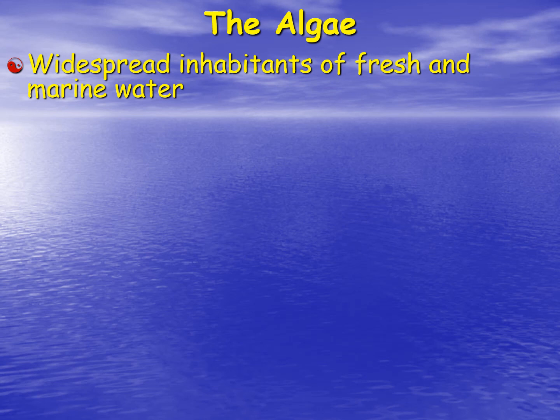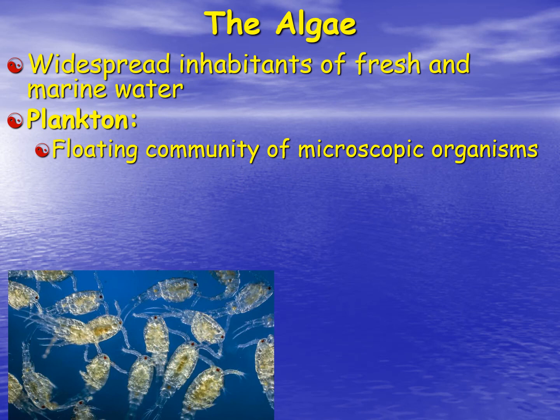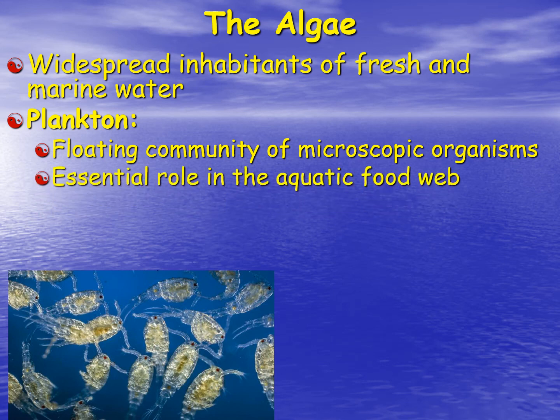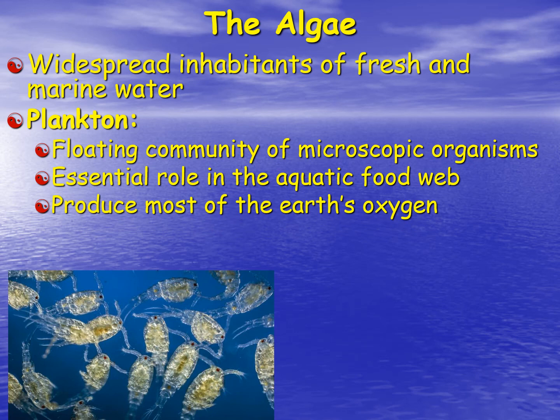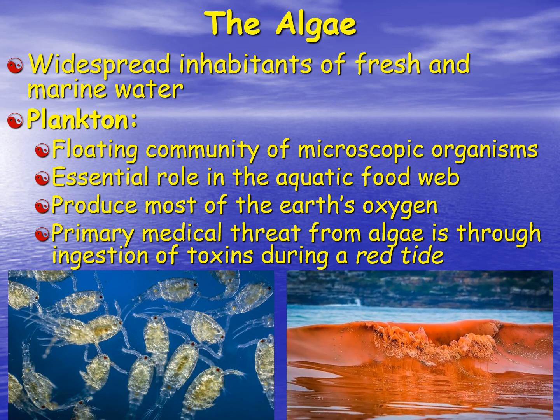Algae are found worldwide in both fresh and salt water. Plankton is actually a floating community of microscopic organisms that, along with diatoms, forms the basis of the food chain. So they play an essential role in the aquatic food web and in the entire food chain itself. The algae again produce most of Earth's oxygen within its atmosphere. However, there is a primary medical threat from a particular algae, through injections of toxins during red tides caused by these algae.